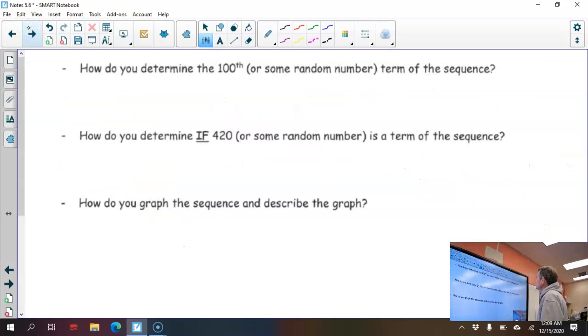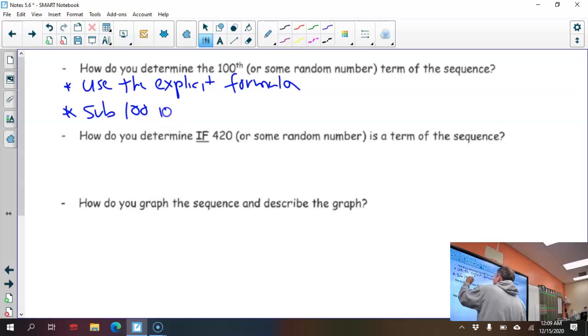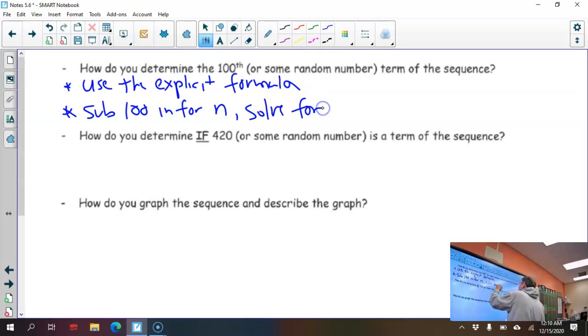How do you determine the 100th term or some random number? All right. Yeah, I guess we'll write it. It won't take a second. Use the explicit formula, sub 100 in for n, solve for T of n.